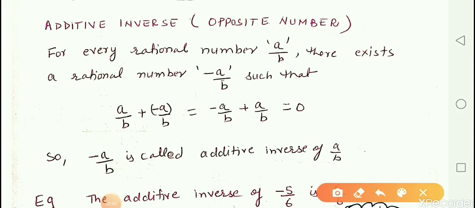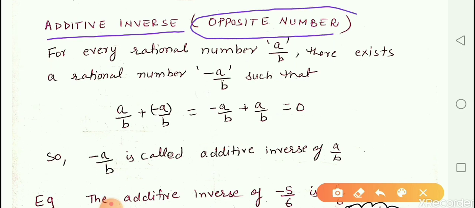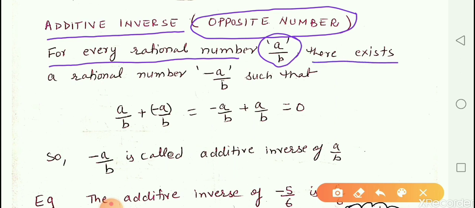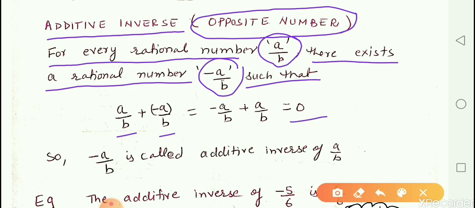Now our next topic is additive inverse. Inverse is basically an opposite number. It says that for every rational number, let us say a upon b, there exists a rational number that is the negative of this, negative a upon b, such that if we add these two, we will get 0 as the answer.